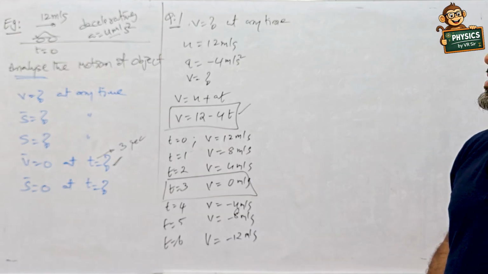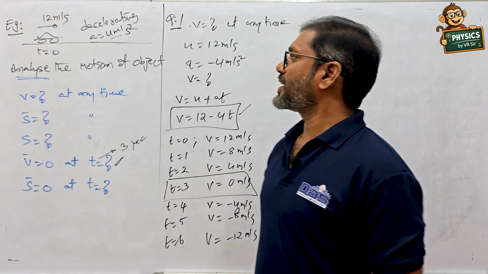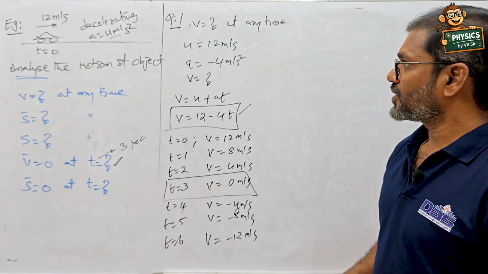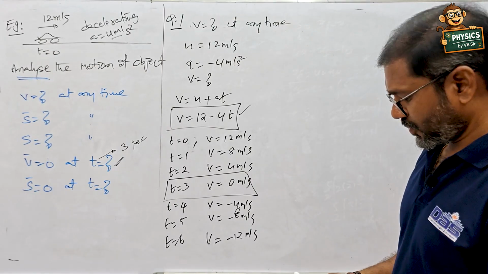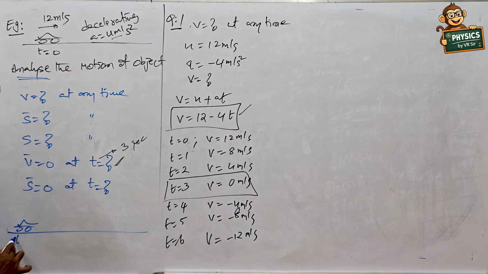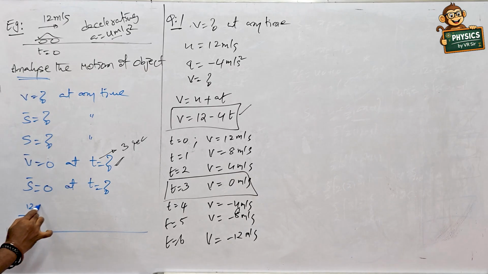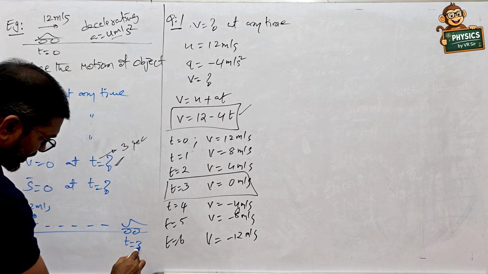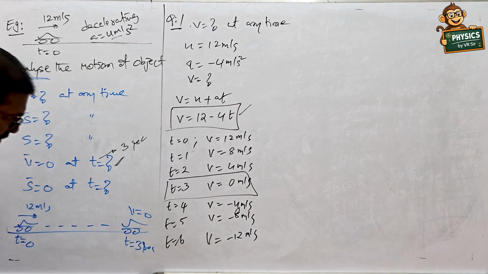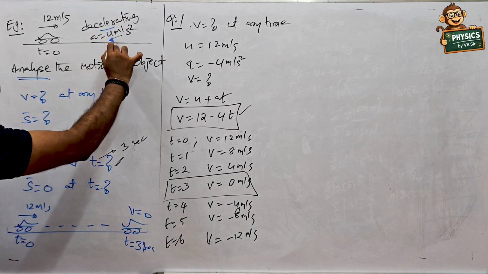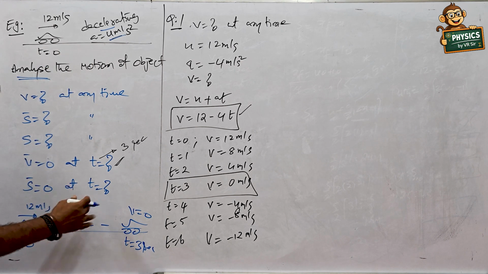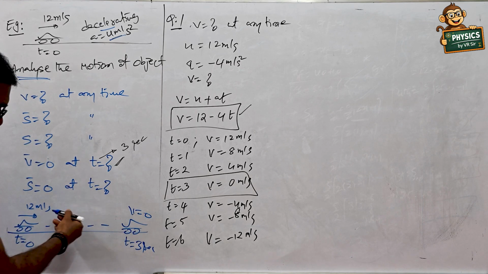Why? Because at t equivalent to 0, the velocity with which it started was 12 meters per second, isn't it? Now we got the velocity minus 12. You can observe carefully here what's happening. At t equivalent to 0, the object started with 12 meters per second. As time goes on, at t equivalent to 3 seconds, the object comes to rest. But still, what is meant by deceleration? It's a negative acceleration, so acceleration is towards left. Still having acceleration towards left means it starts moving back.